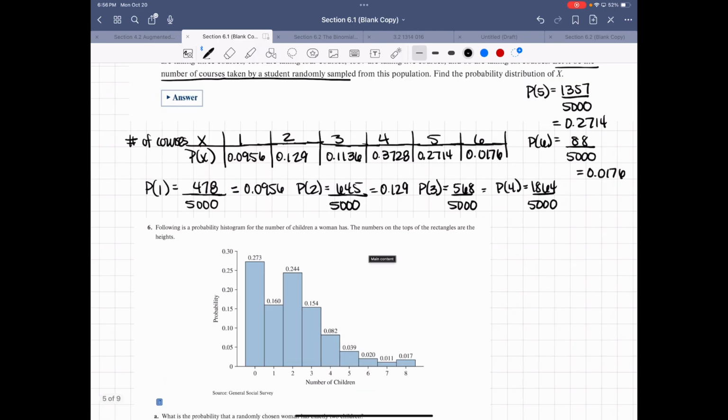Number 6, good job. That table is your answer, minus the number of courses.